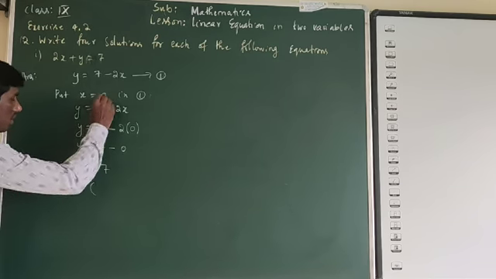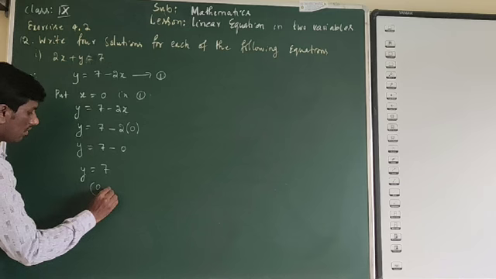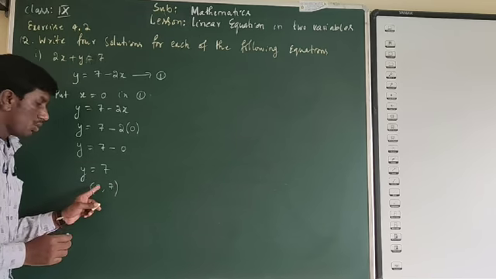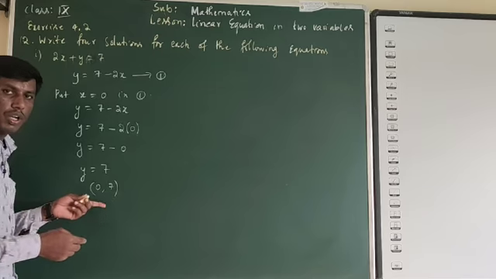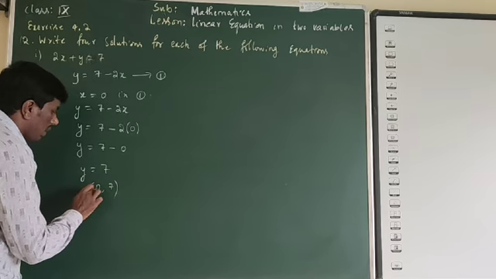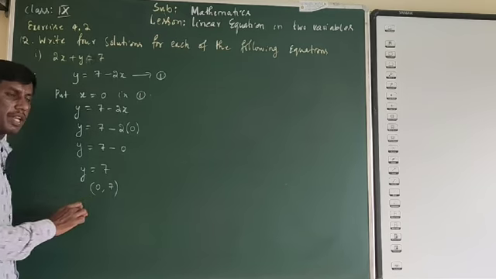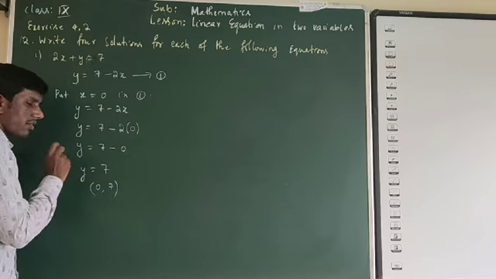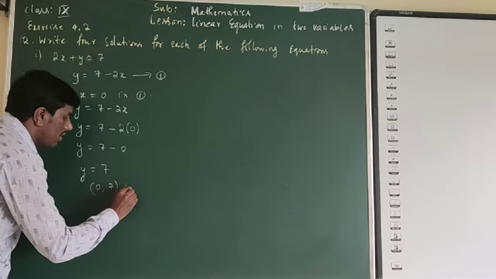First with the x value. What is the x value? 0. What is the y value? 7. So 0, 7. This is writing the solution in terms of ordered pair. You have learned in coordinate geometry, right? So x value will be first, y value will be second. If I place x is equal to 0, I am getting y is equal to 7. So 0, 7 is the first solution.